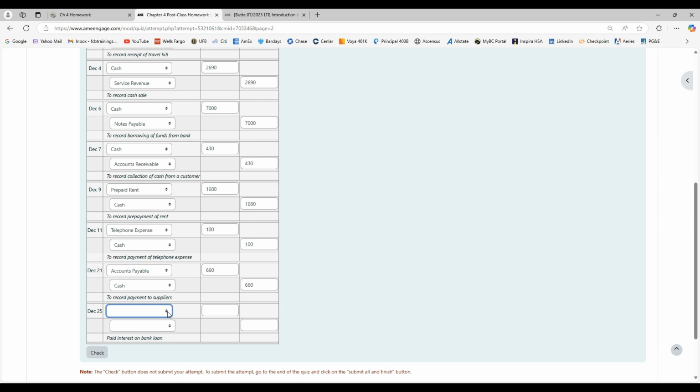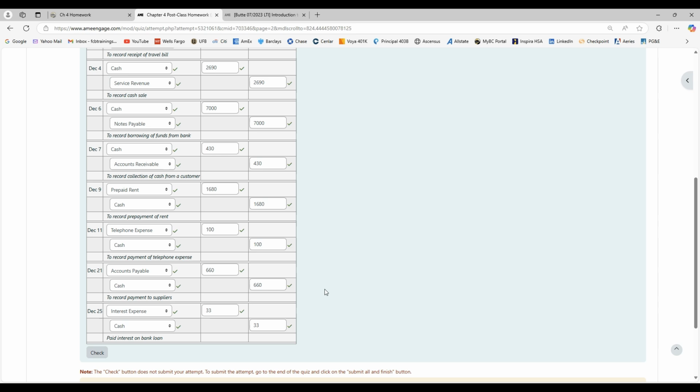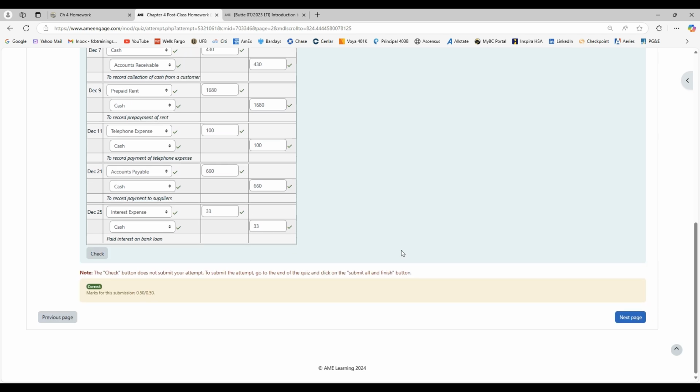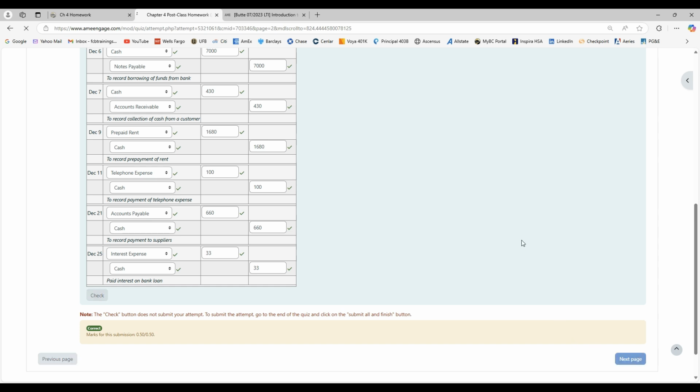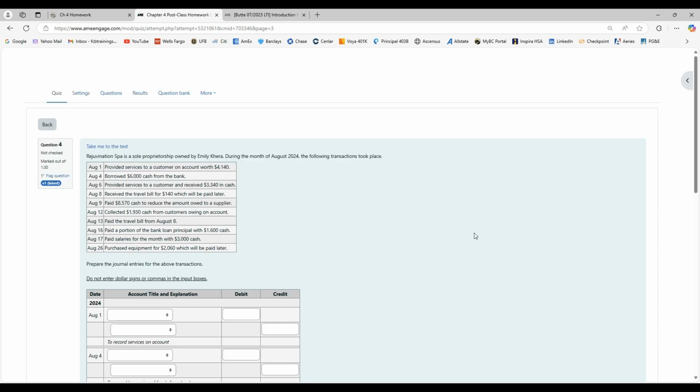And then December 25th, we paid $33 interest on the bank loan. So we're going to say interest expense here. And it says, yeah, we paid it, it's a cash transaction. And that should be all of the marks there, 50.50 out of 0.50, so 100%. Okay, and we're on to the next problem.